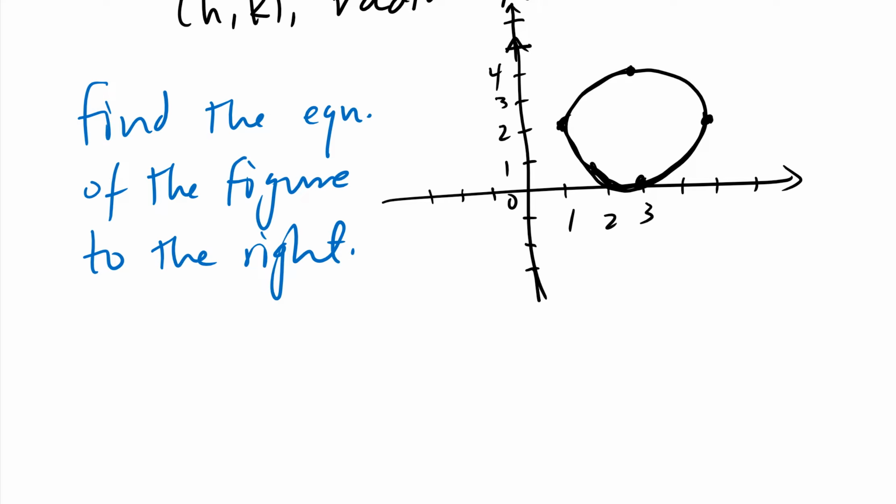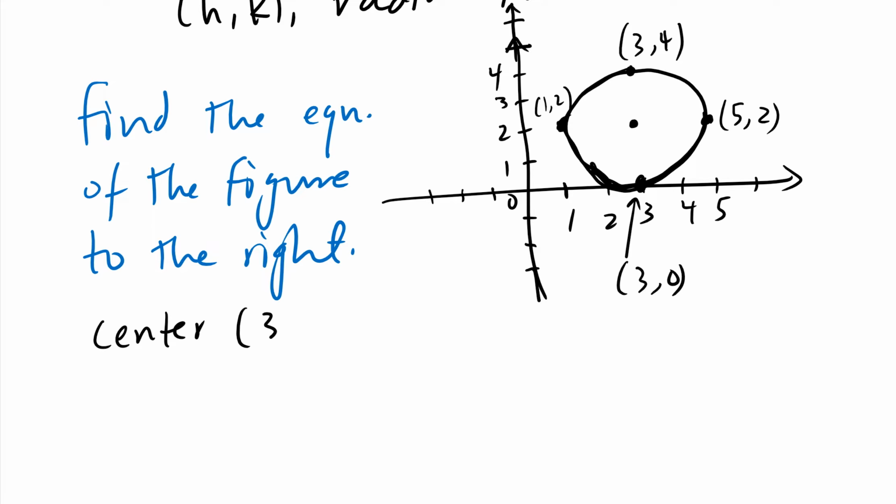So if you look at these numbers they give us here, this point is (1, 2), this point is (5, 2), (3, 0), and (3, 4). So what would be the midpoint? It's (3, 2). So the center is (3, 2). This is h and k. And the radius is what? It's the distance from here to here, or here to here. That's the radius, which is 2 units.